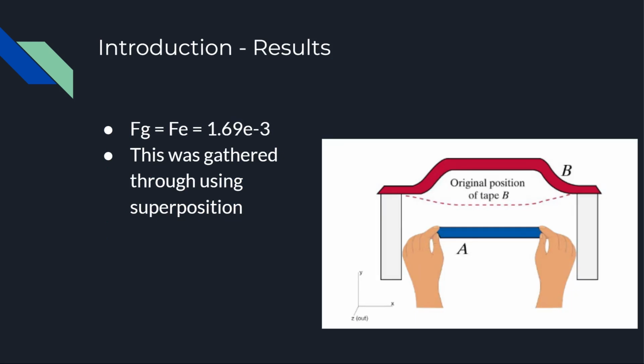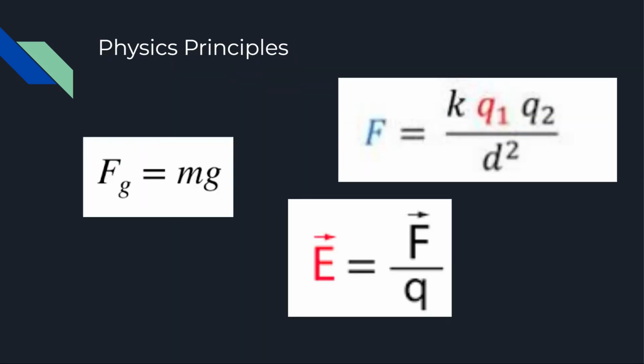So, introduction to the results: we can see what our lab looked like on the right, and we saw that Fg was equal to the force of the electricity, which is 1.69 e to the negative third. And this was gathered through using superposition. Some physics principles that we also used were the force of gravity, which is equal to m times g, and Coulomb's law, which is F equals k q1 q2 over r squared, while also calculating the electric field.